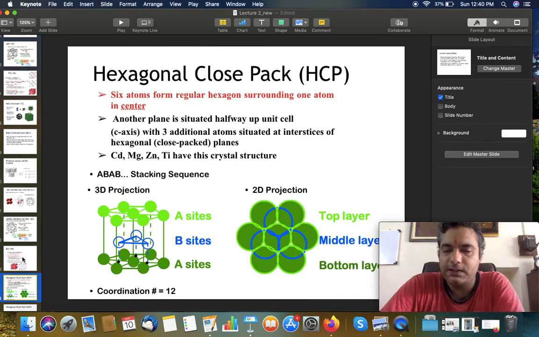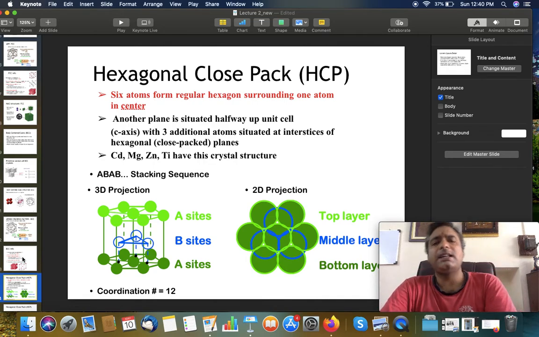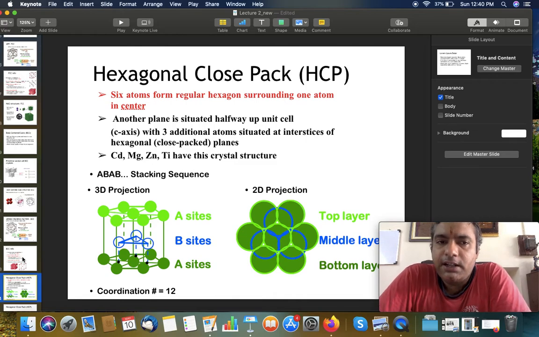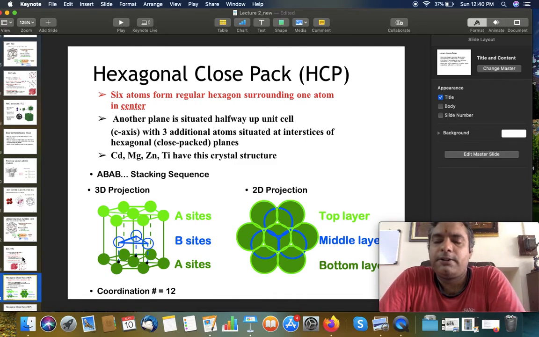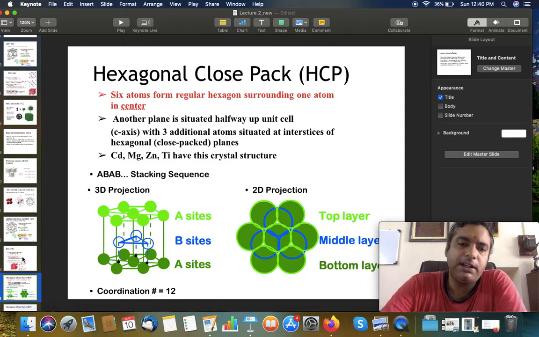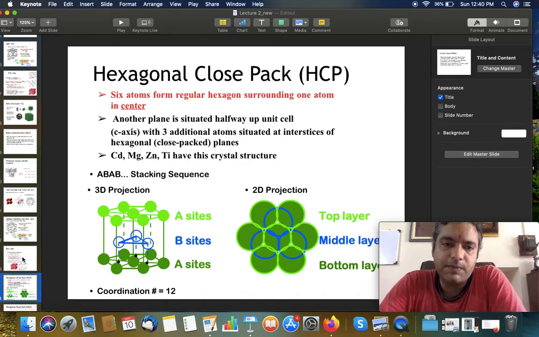Next, we come to the hexagonal close pack. As the name indicates, the hexagonal close pack is a very hexagonal structure on 2 layers, and interestingly there is another in-between layer which has only 3 atoms. The 2 layers which form the hexagon have 6 atoms, and the in-between layer, which is called the B site, has only 3 atoms.